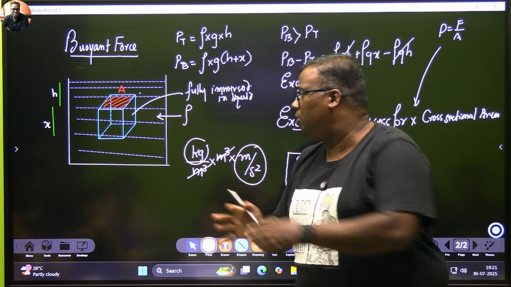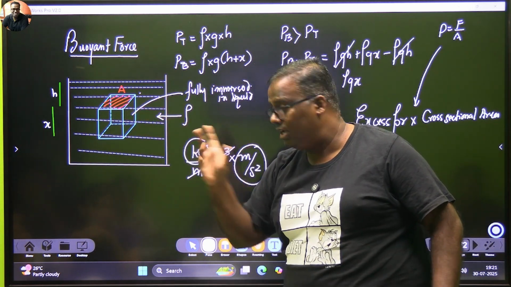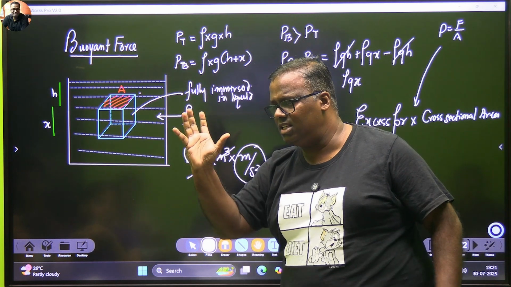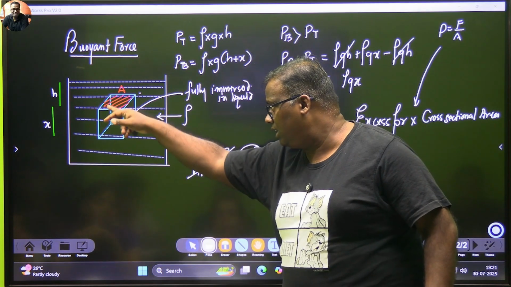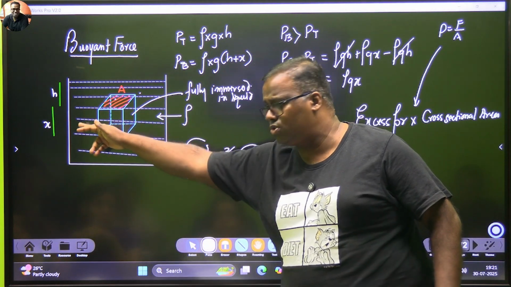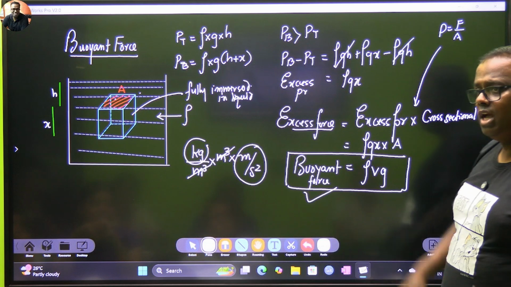Think of this as a cuboid. If I show it towards you, you will not see the H side. This is called the H. That is A, that area is A. And think that this is a tea coaster. How many coasters? x coasters. So the volume is what? Cross-sectional area into height.